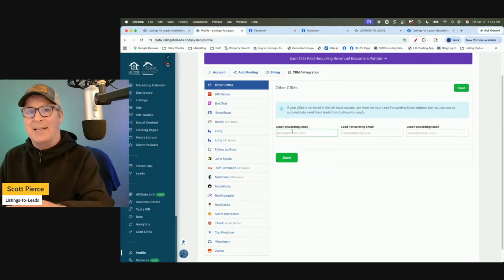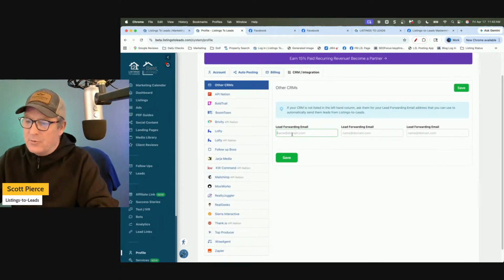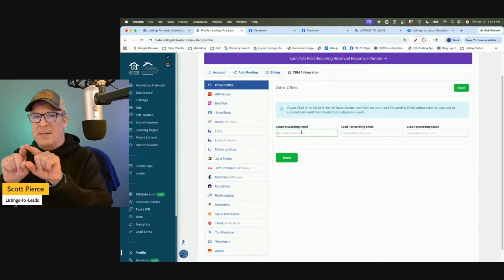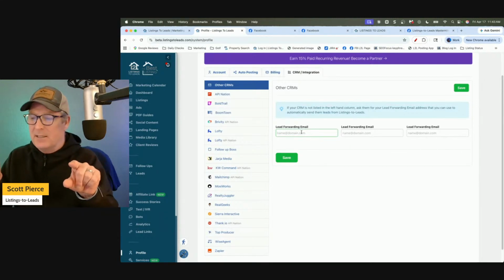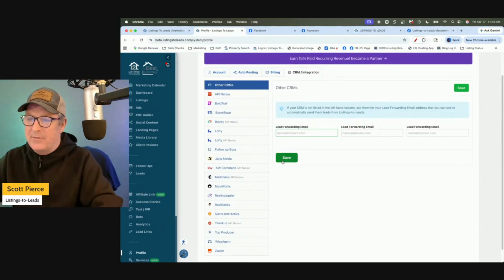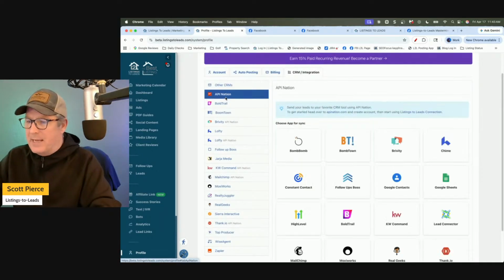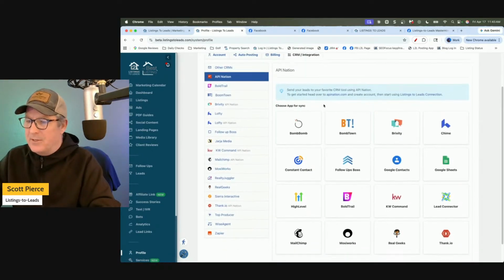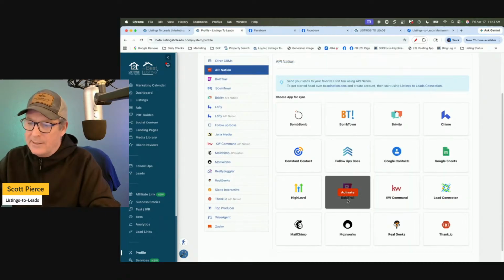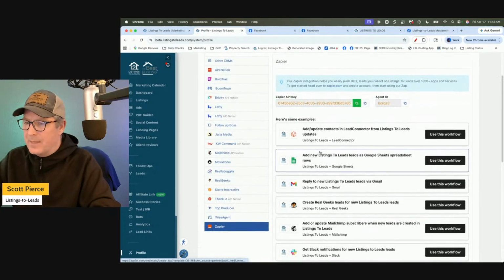I'll show you the tags so we can make sure they get into a follow-up program. But drop the email, and it's not your login. There's a special email in your CRM. It looks nuts. It looks absolutely crazy. That's the email you'll put here and click save. We do have API Nation, so some of you are using that, so you can pop right appropriately. And we got Zapier.